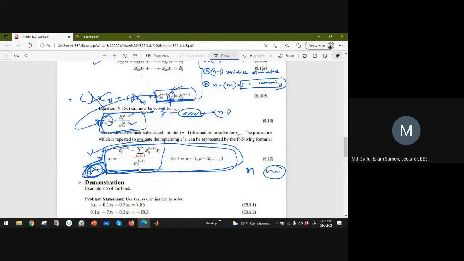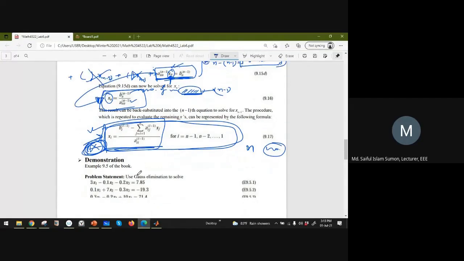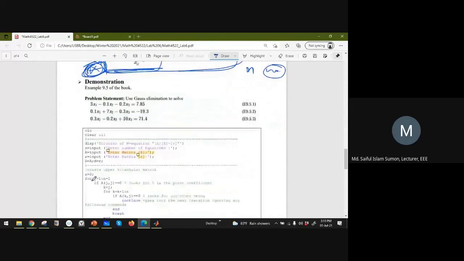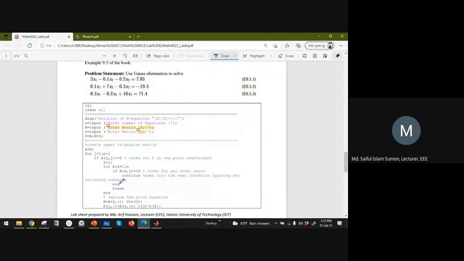So now I'm going for the coding portion. It will not take that much time, inshallah, because you know all the things. There is no new function, nothing is there. All the functions are known to you. I'll just show you how this code has been written.